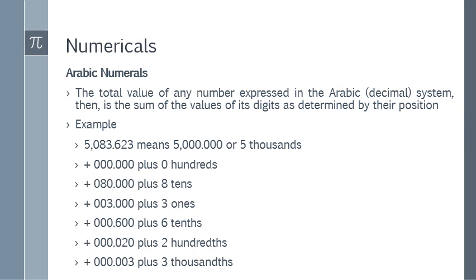The second digit in this value is 0. Now 0 is representing the hundreds, so in this value there are 0 hundreds. The third digit is representing the tens, so in this value there are 8 tens. The fourth digit in this value is 3, that is representing the 3 ones.